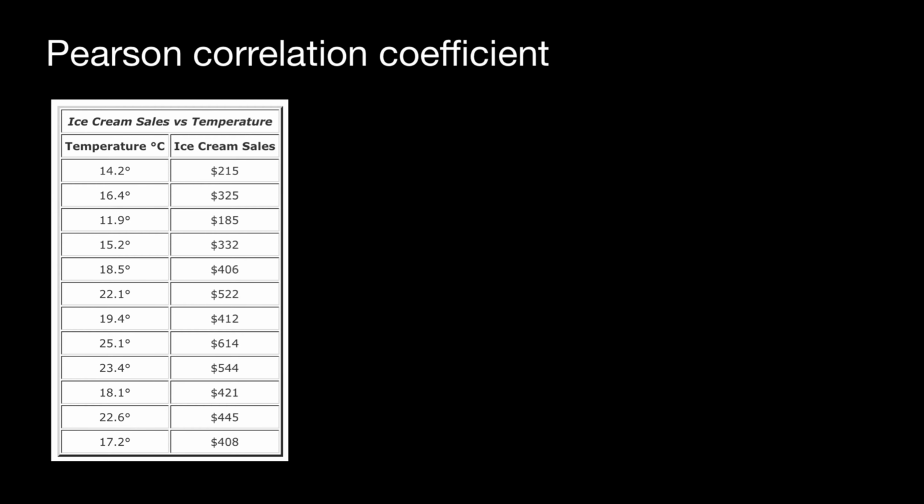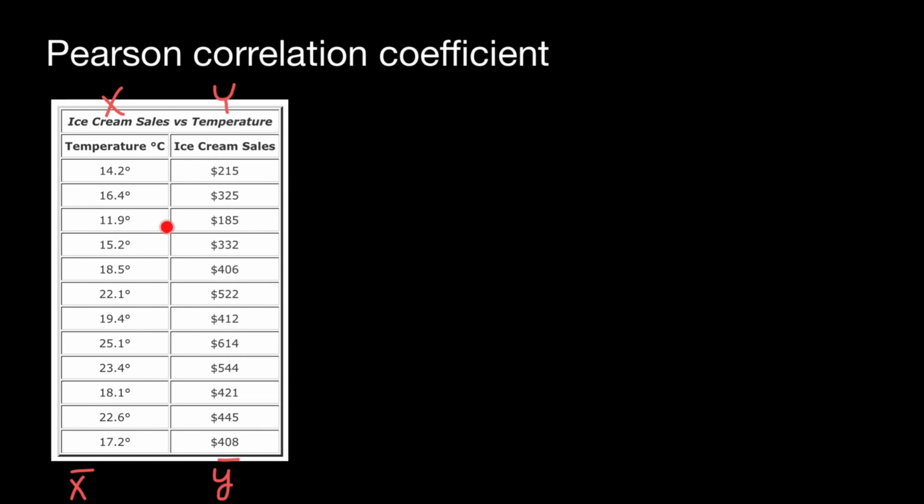Basically, what we have here are two sets of data: ice cream sales versus temperature. The higher the temperature goes, the higher the sales of ice cream. So these are two correlated data sets. Our first step would be to find X bar and Y bar, since we have data sets which we call X and Y. X bar stands for the mean.